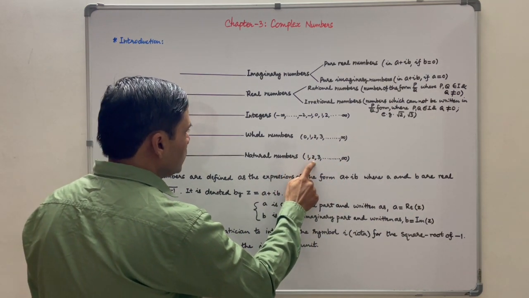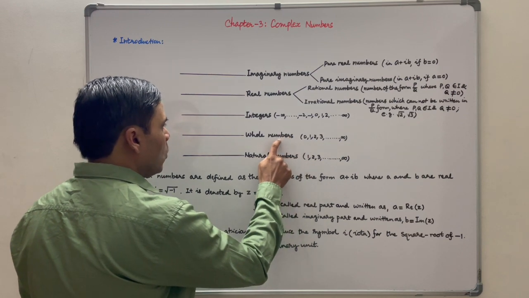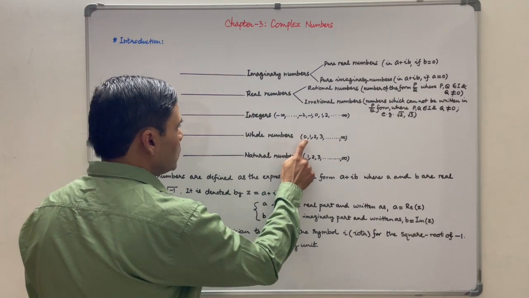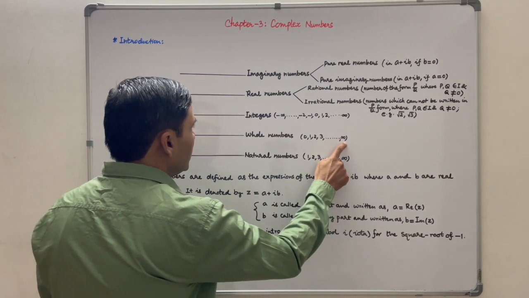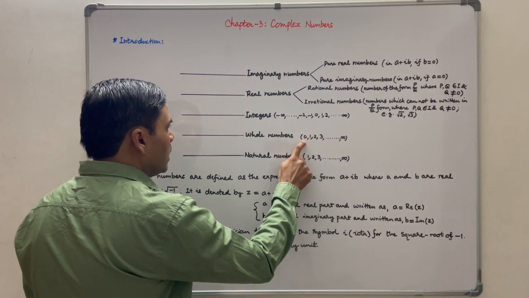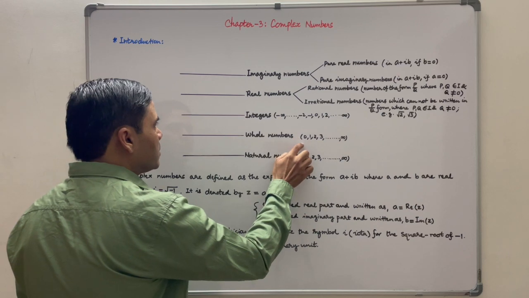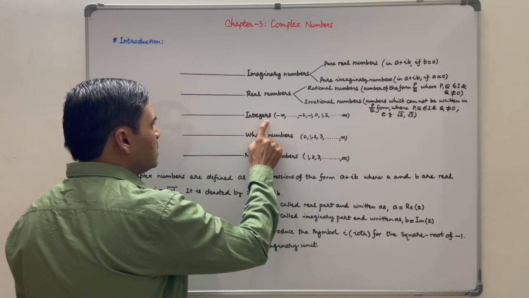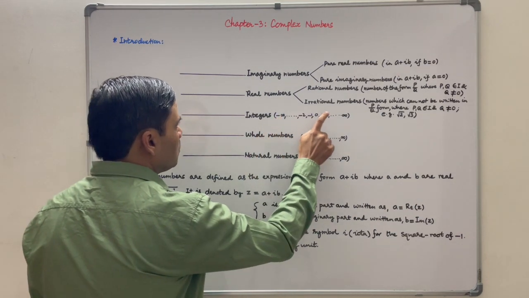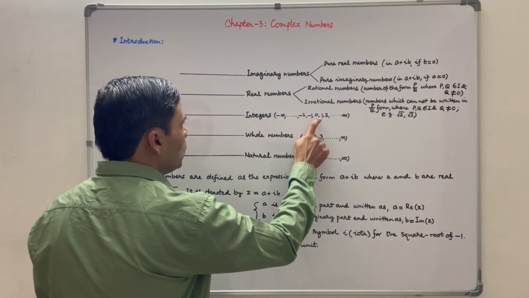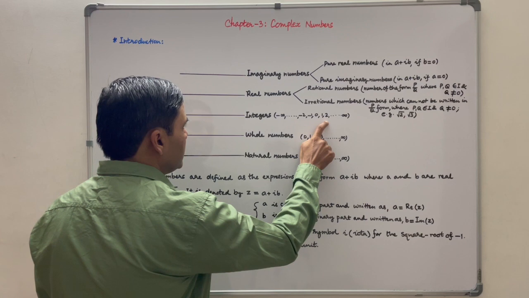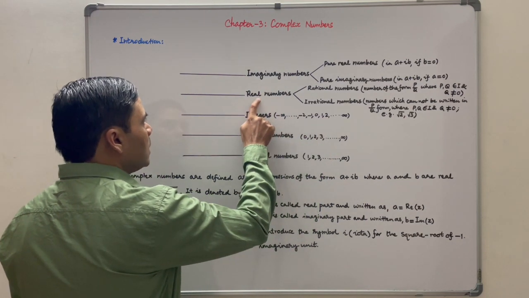If we include 0 in this set, it becomes the set of whole numbers. That means 0, 1, 2, 3, 4 and so on up to infinity. If we include numbers on the other side of 0 as well, they become the set of integers. That means numbers from minus infinity to plus infinity, such as minus 2, minus 1, 0, 1, 2 are called integers. Then comes real numbers.